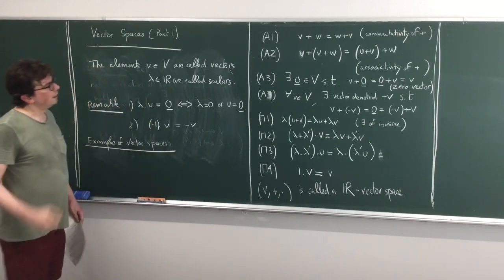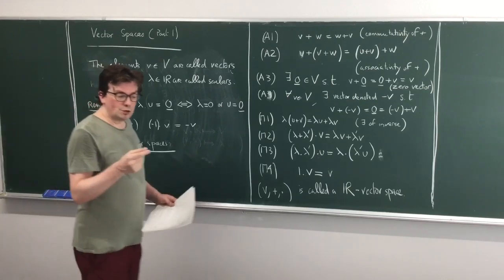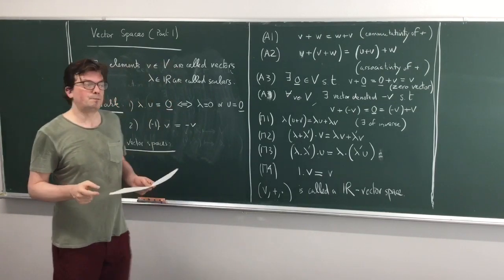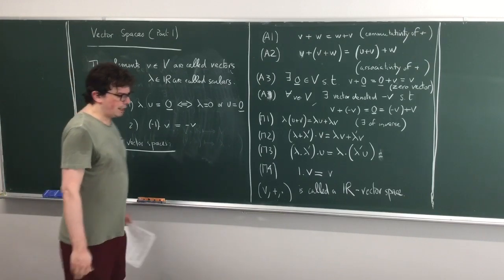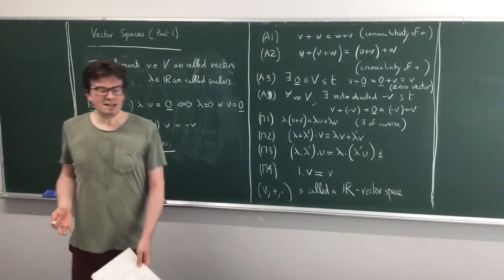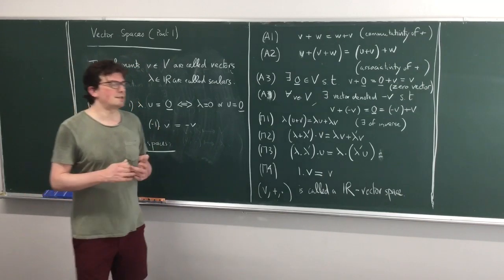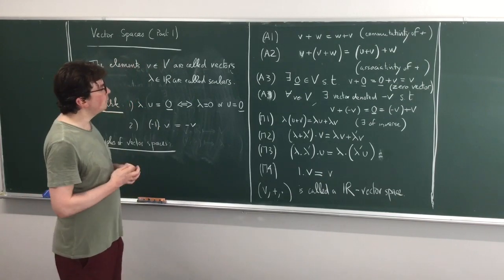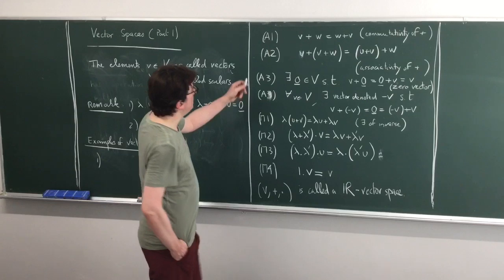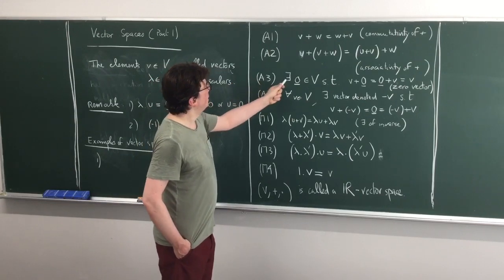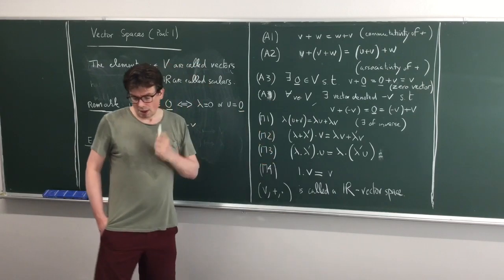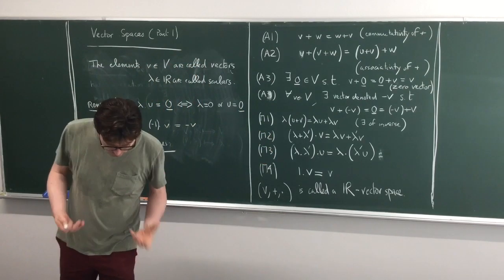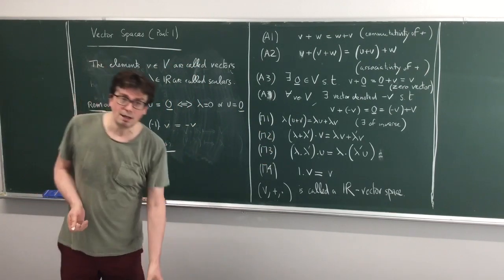Okay. Now, what is the smallest possible vector space? Well, the smallest set is the empty set, a set that has no elements. But this is not possible for one reason, because of condition A3. By A3, we know that there exists one element at least. So a vector space must contain at least one element.